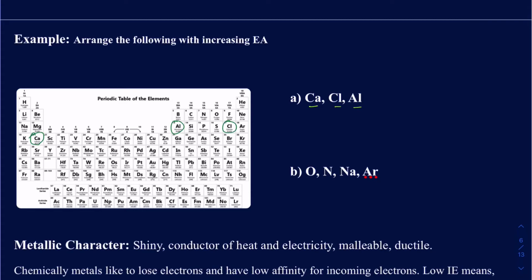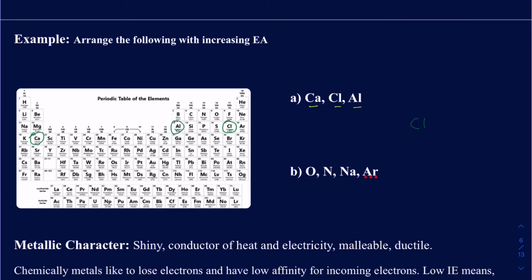As you go down, the electron affinity obviously decreases, and when I'm comparing generally between aluminum and chlorine, chlorine should have higher electron affinity because it's more to the right side, and they are obviously in the same group, same period rather.